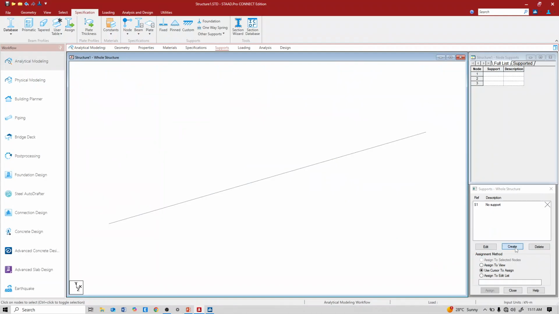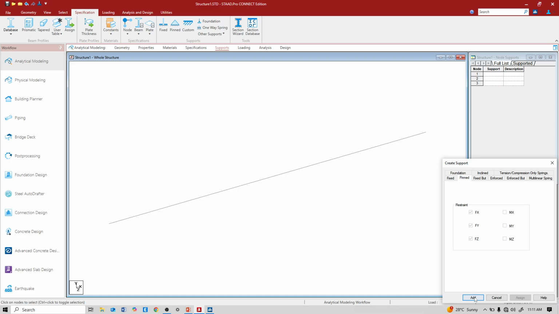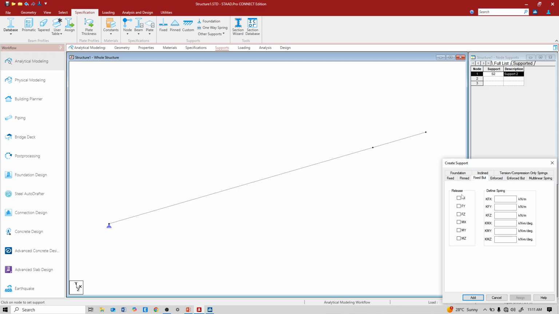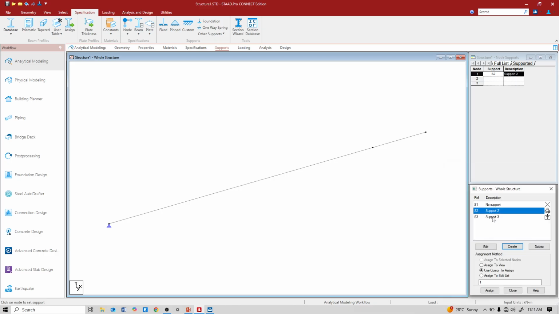Now support, one is a pin support at point A. So select this, use cursor to assign here. Click Shift K for node sync purpose. Again, fixed but create roller support. In a roller support only FY reaction comes and all others are released. So click on MX, MY, FZ releases for support 3, use cursor to assign. So supports done. Now next is loading.